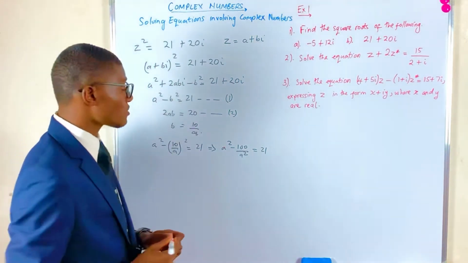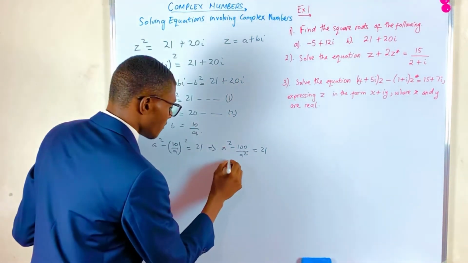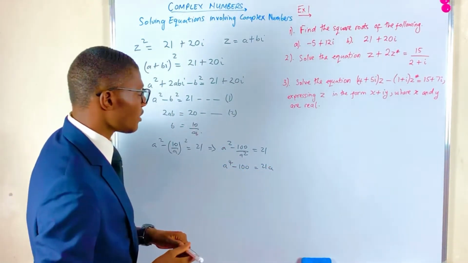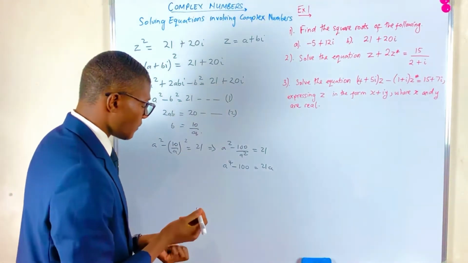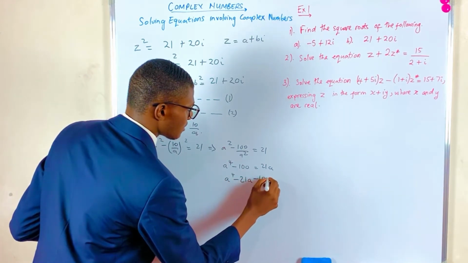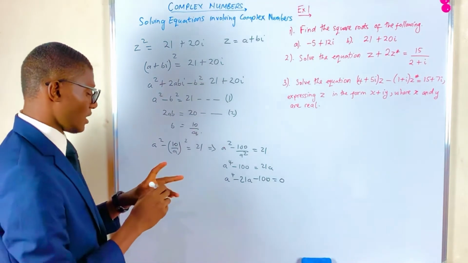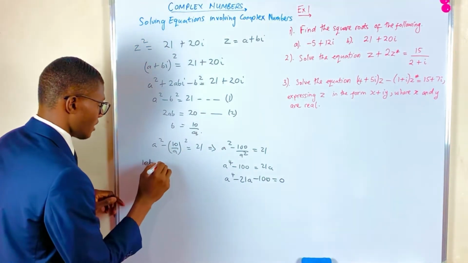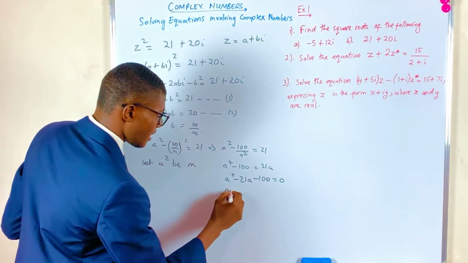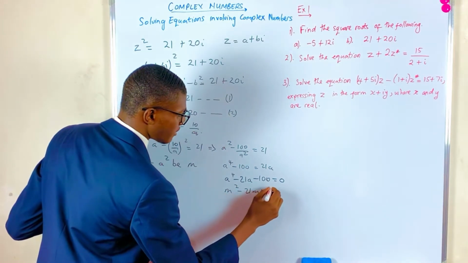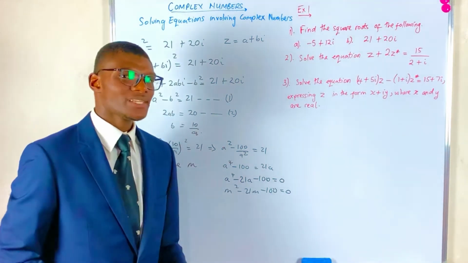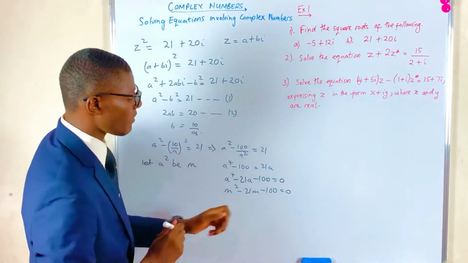Right, if we multiply both sides by a squared, we've got a to the power 4 minus 100 to give us 21a squared. Right, and then if we take 21a squared to the left hand side, we shall have a to the power 4 minus 21a squared minus 100 to give us 0. Right, then here we say let a squared be, say, m, such that m squared minus 21m minus 100 is equal to 0. And then now if we solve, here we've got 25 and minus 4.